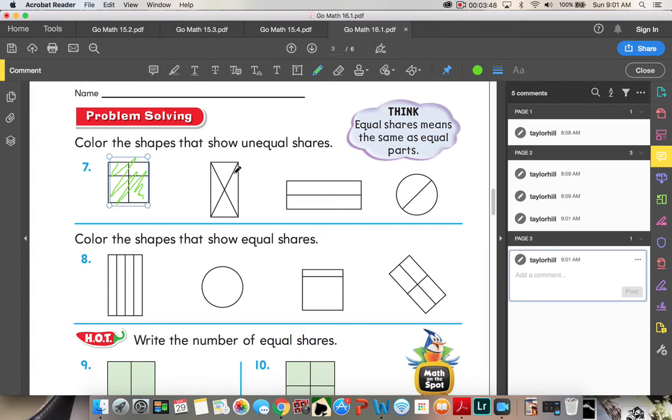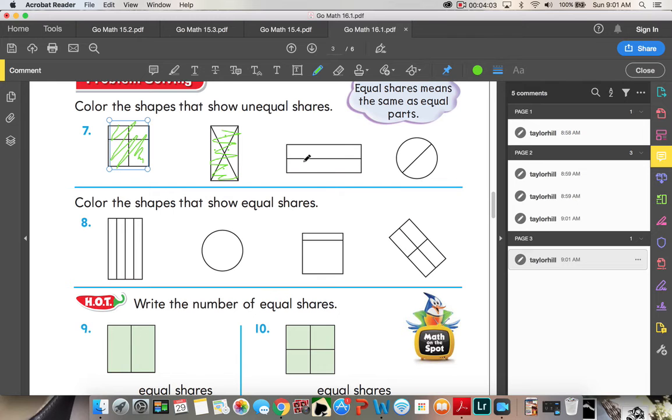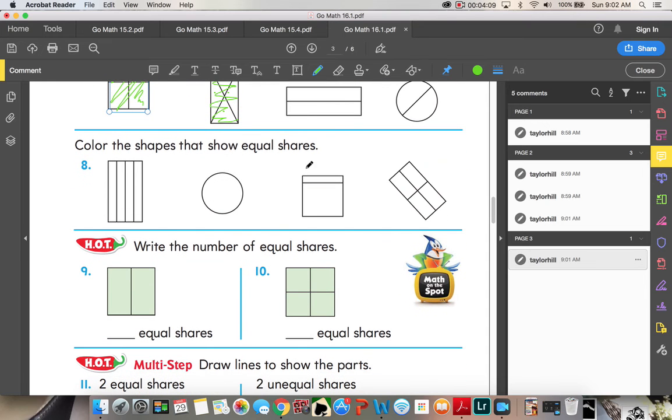This one is even. Oh, no, they're not. Miss Hill, good catch. These are uneven because these 2 triangles are equal and these 2 triangles are equal, but overall the pieces are unequal, so we're going to color that in. Okay. This one they are equally divided, and this one they are equally divided. Good.